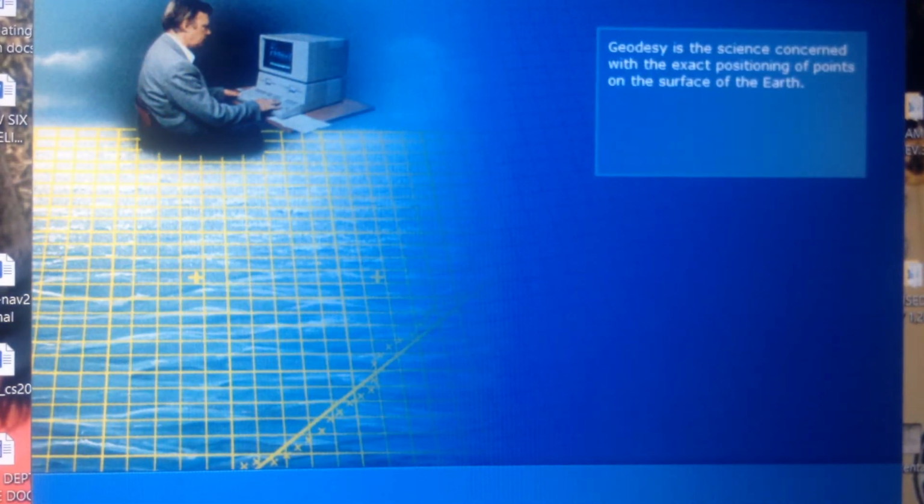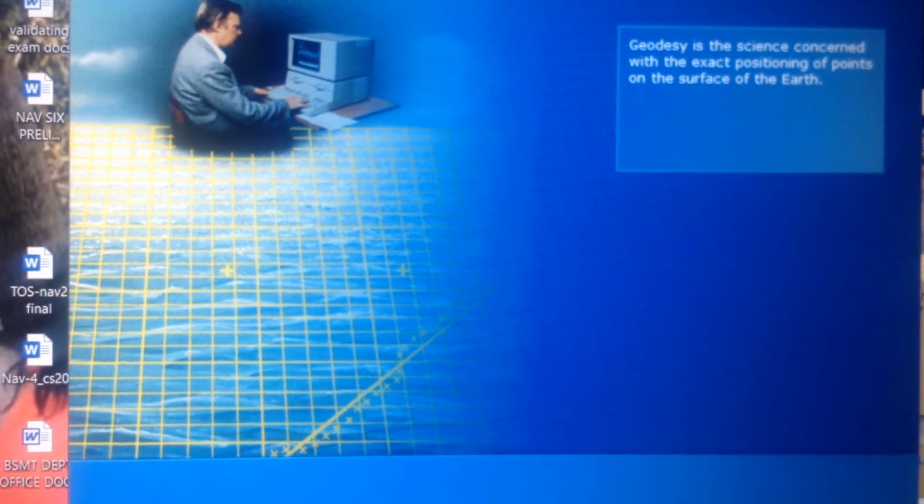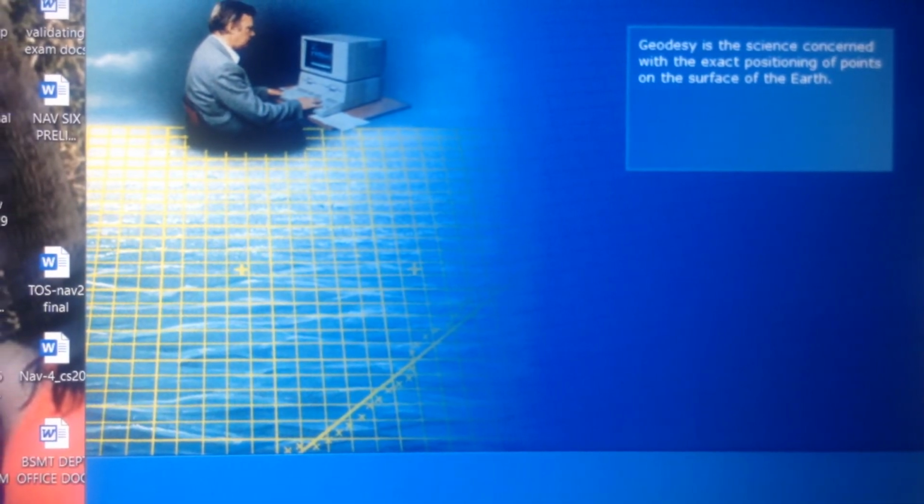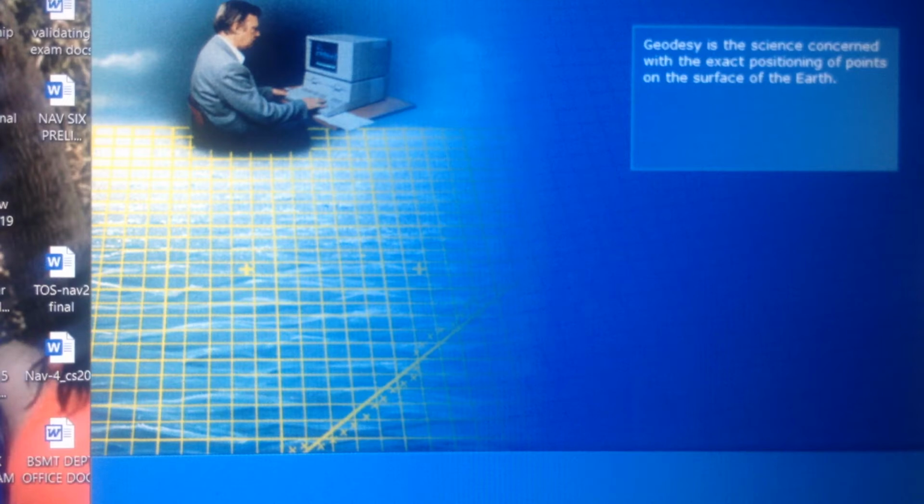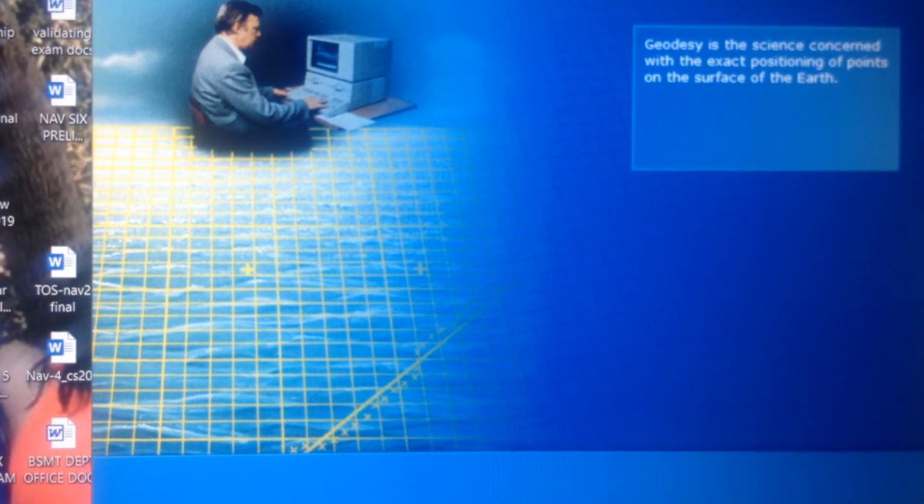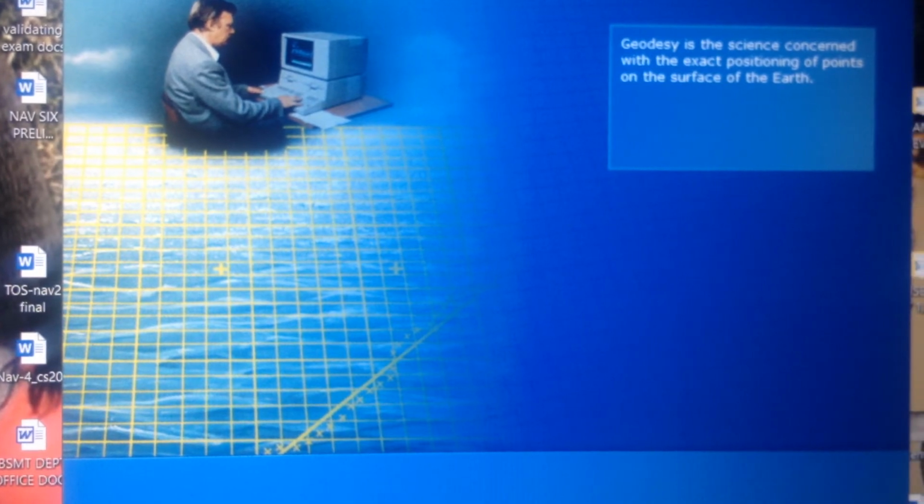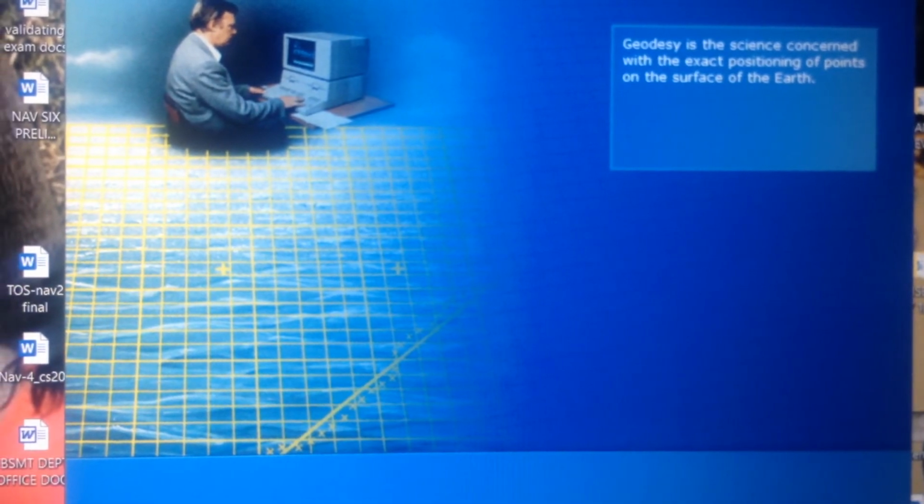Geodesy is the science concerned with the exact positioning of points on the surface of the Earth. It also involves the study of the exact size and shape of the Earth, the study of variations of the Earth's gravity, and the application of these variations to exact measurements on the Earth.